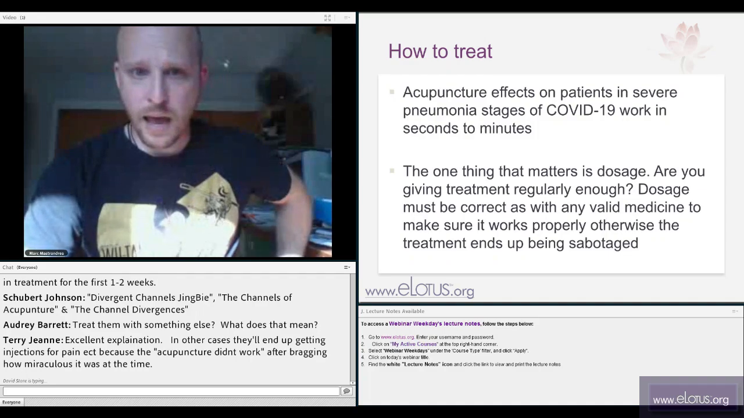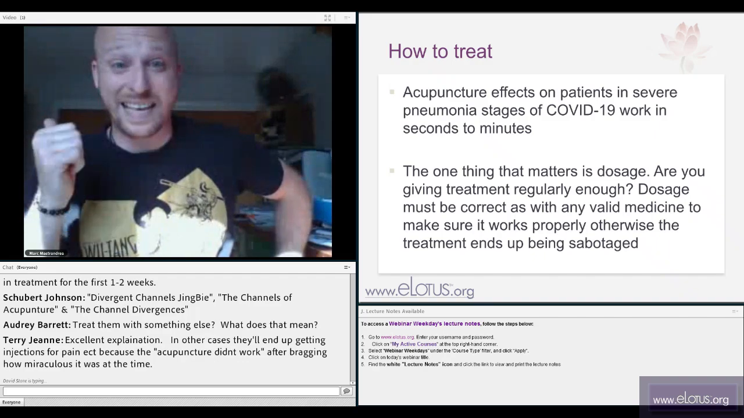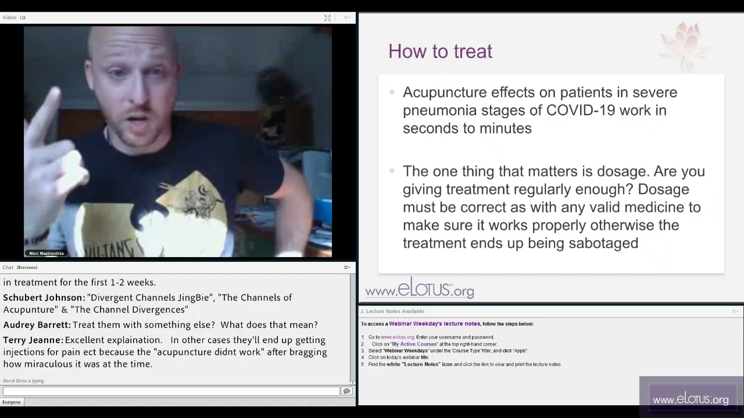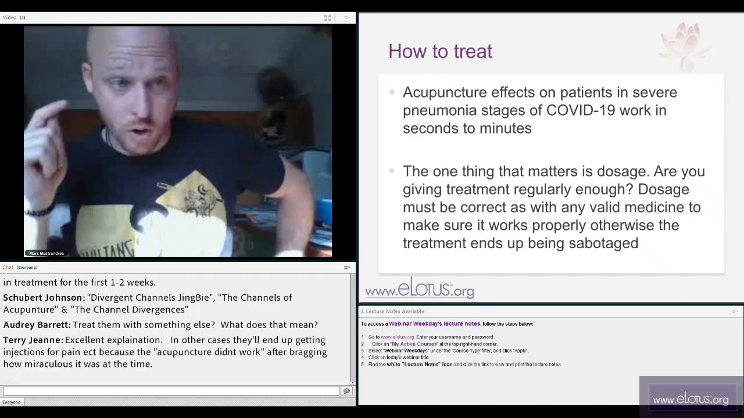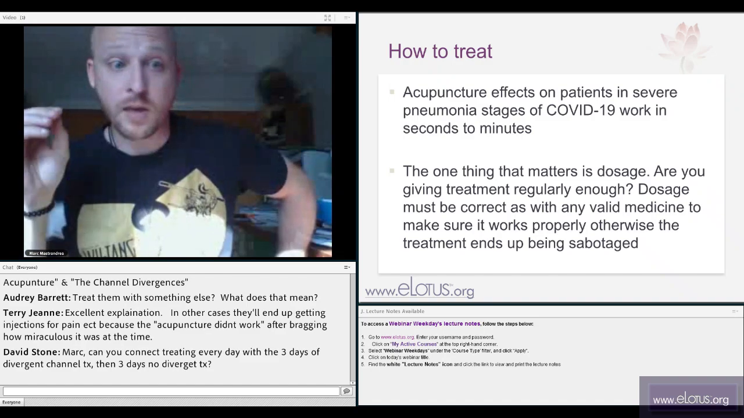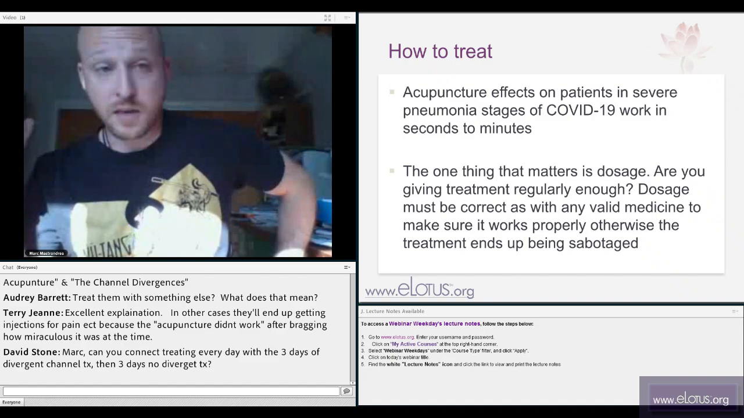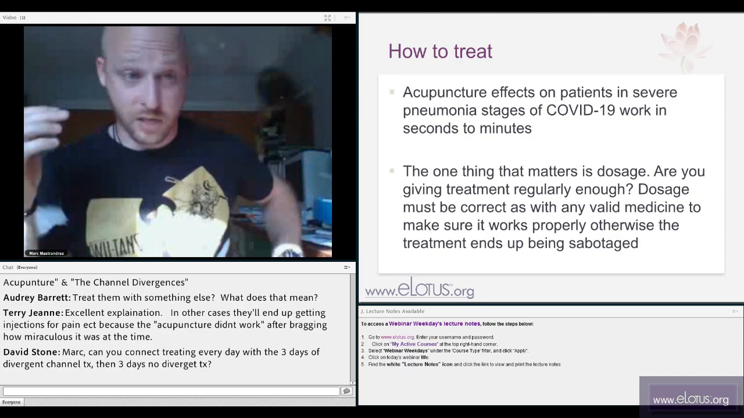So acupuncture affects patients in severe stages of pneumonia in COVID, and I want you guys to know this. It works in seconds, in minutes. I will send Donna an audio recording of a patient I treated. We needled him. He was gasping. We needled him, he said, ow, and suddenly his breathing was better. It's going to shock you guys.